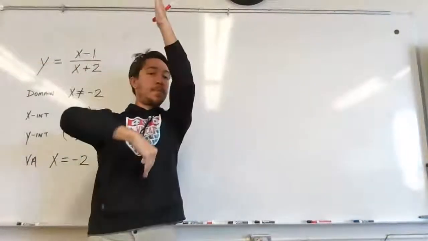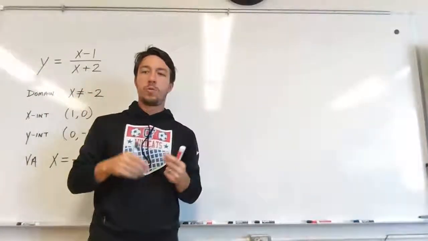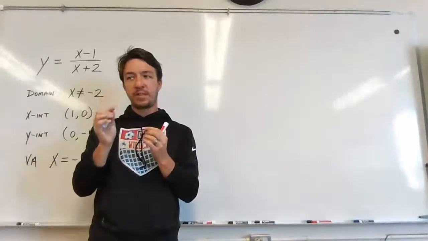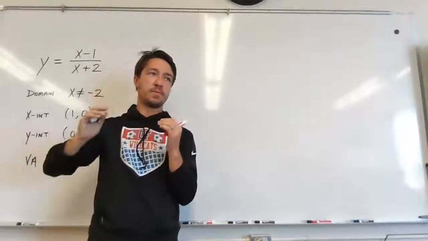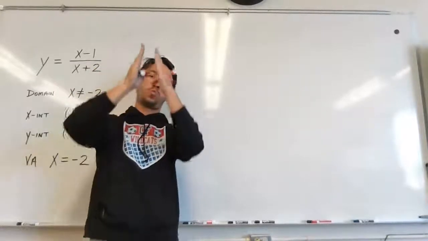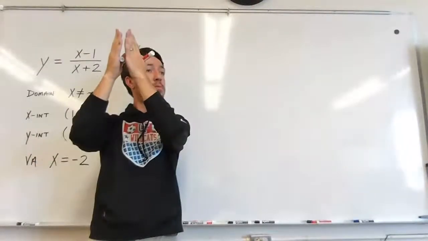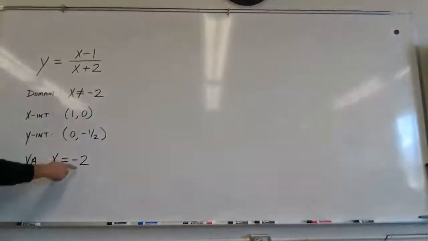Something like this. Either this happens or this happens, or you get the idea. So at a vertical asymptote, as the x values get close to that asymptote, what do the y values do? They get huge. They blow up to infinity. So I just want to show you real quick why that is happening on this one.